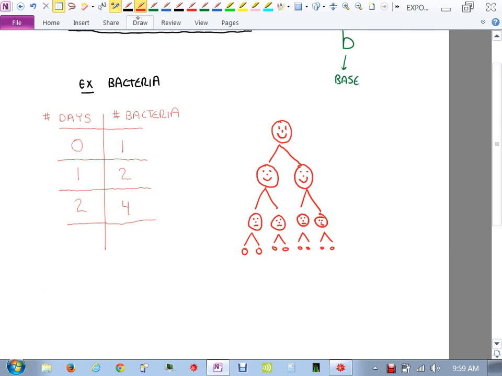So what would our next table entry be? On the 3rd day, we would get 8. And then on the 4th day, we would have how many? 16. So all you're doing is every time you go to the next day, you're doubling the number before, right? Well, that's all fine and dandy.